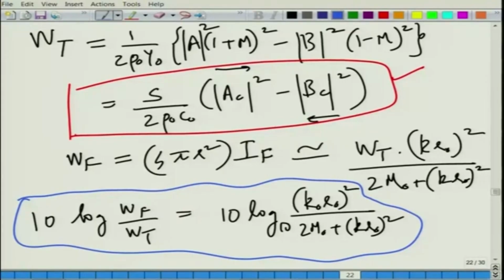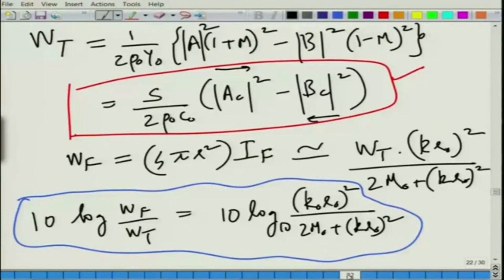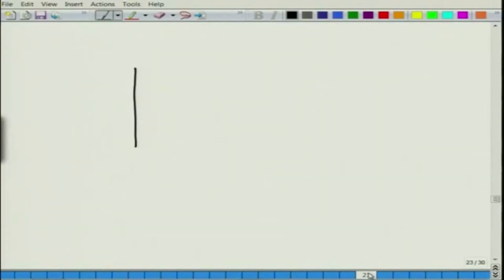So, people have plotted this, and what they observed is that, obviously, one thing that is clear is that when m naught is 0, this quantity goes to 0, log of 1. So, if there is no flow, then Wt and Wf are the same, but for non-zero Mach number at very low k naught r, suppose let us put k naught r to be 0 or tending to 0.